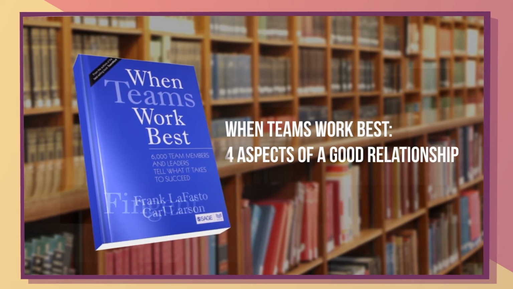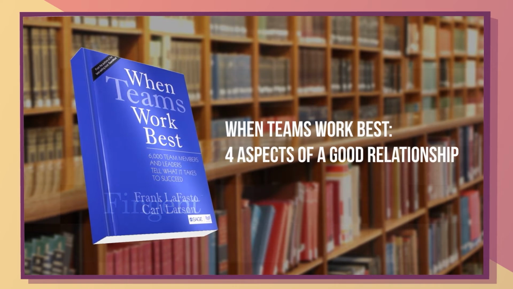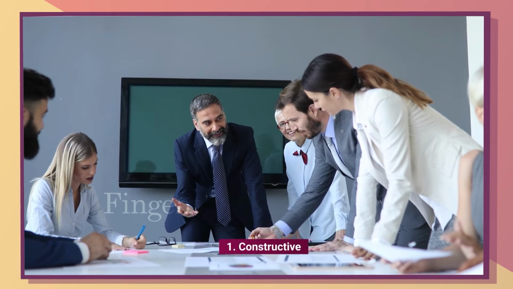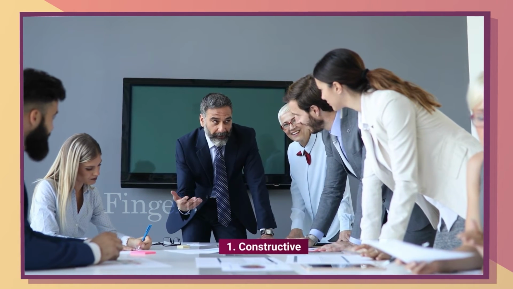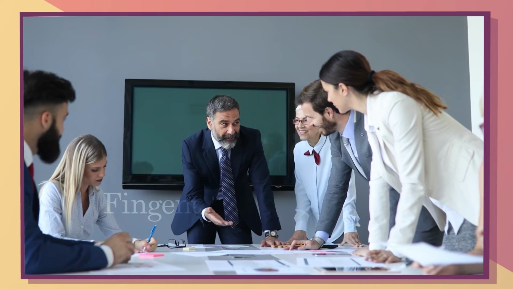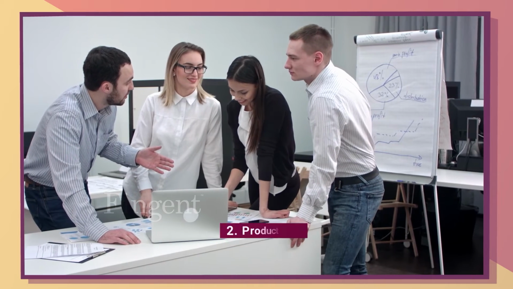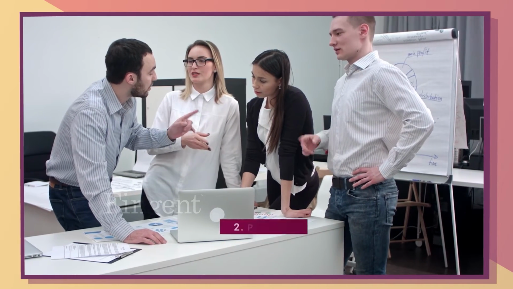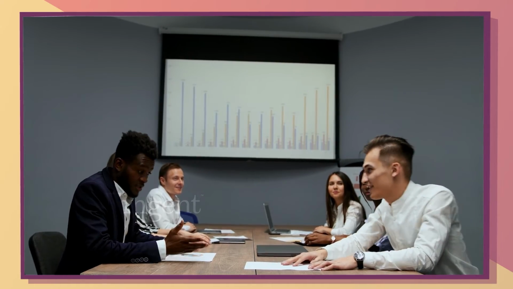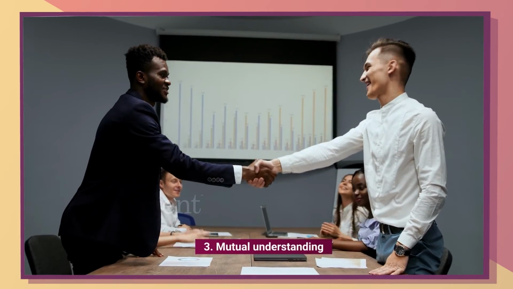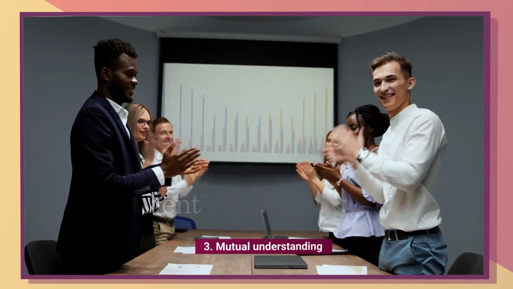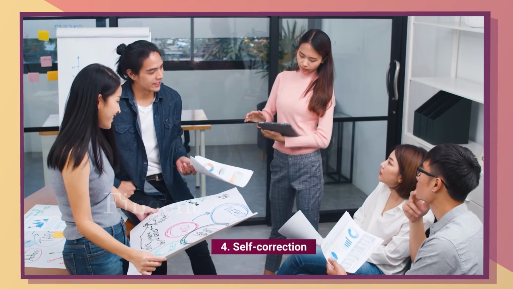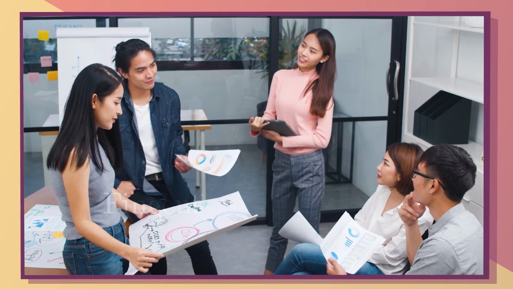According to Lafasto and Larson, when teams work best, there are 4 aspects of a good relationship. For a constructive relationship, there must be mutual understanding between both parties. It also takes time to develop trust and be open with others. Productive relationships are important because if the relationship between 2 individuals on a team is not productive, the team will be affected. It is important to focus on and understand another person's perspective. It is also important for us to be understood and validated as well. By working on improving through self-correction, you are developing trust and mutual understanding among the parties involved.